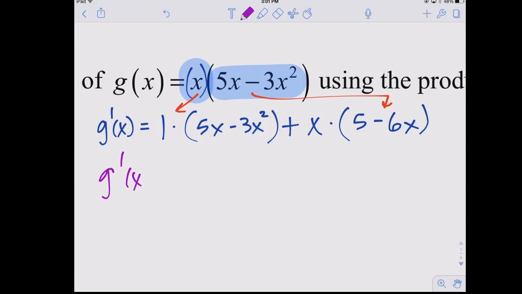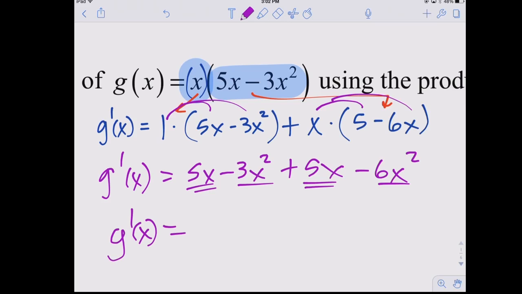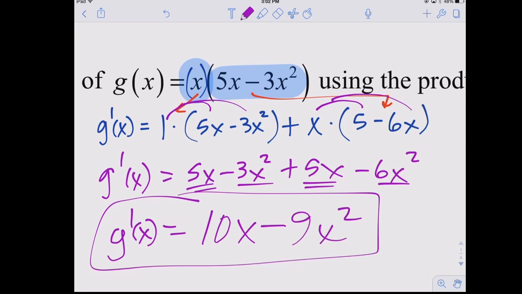Now, if I wanted to use that, I would probably expand it to put it in a more user-friendly format. So let's distribute the 1. And then distributing the x, not much more difficult. Plus 5x minus 6x squared. Yeah, so far so good. Now I spy some like terms, don't you? So let's combine them. 5x plus 5x makes 10x, and then negative 3x squared minus 6x squared is negative 9x squared. So that's a nice cleaned up version of the derivative.